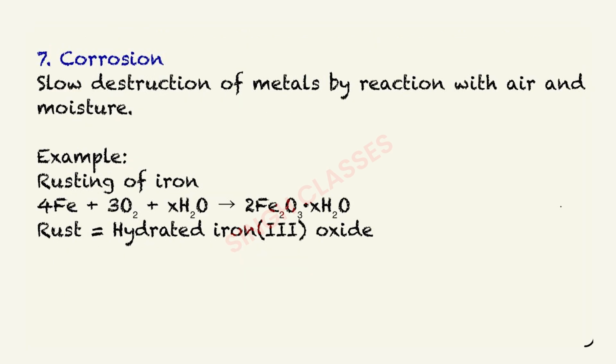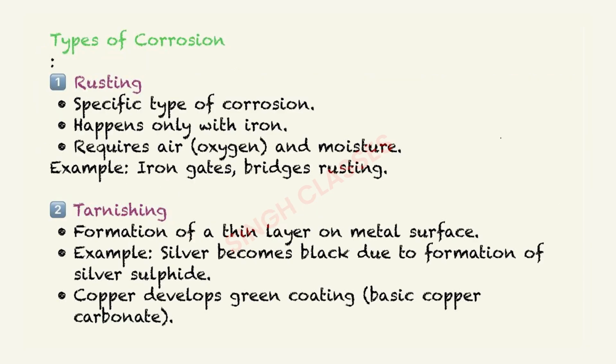7. Corrosion. Slow destruction of metals by reaction with air and moisture. Example: rusting of iron, where rust is hydrated iron oxide. Types of corrosion. 1. Rusting. A specific type of corrosion that happens only with iron and requires air and moisture.